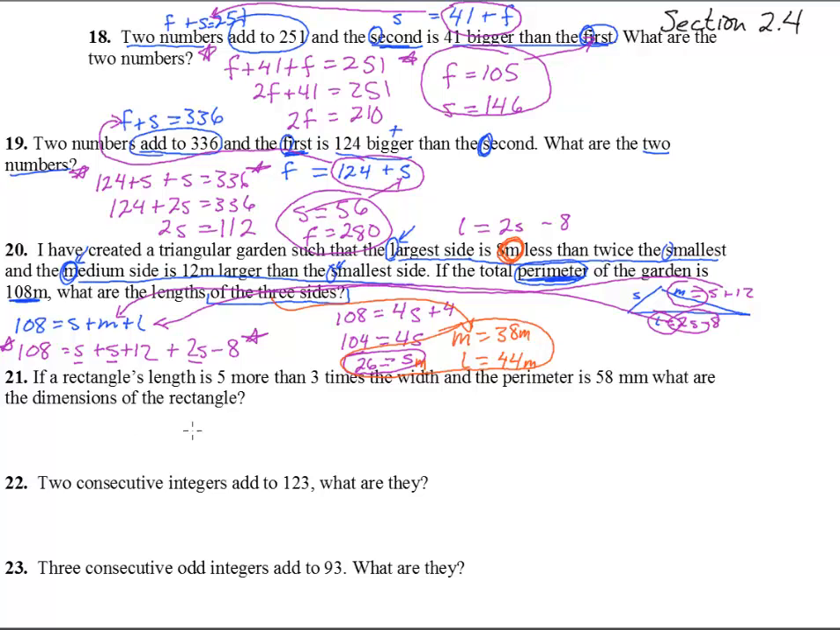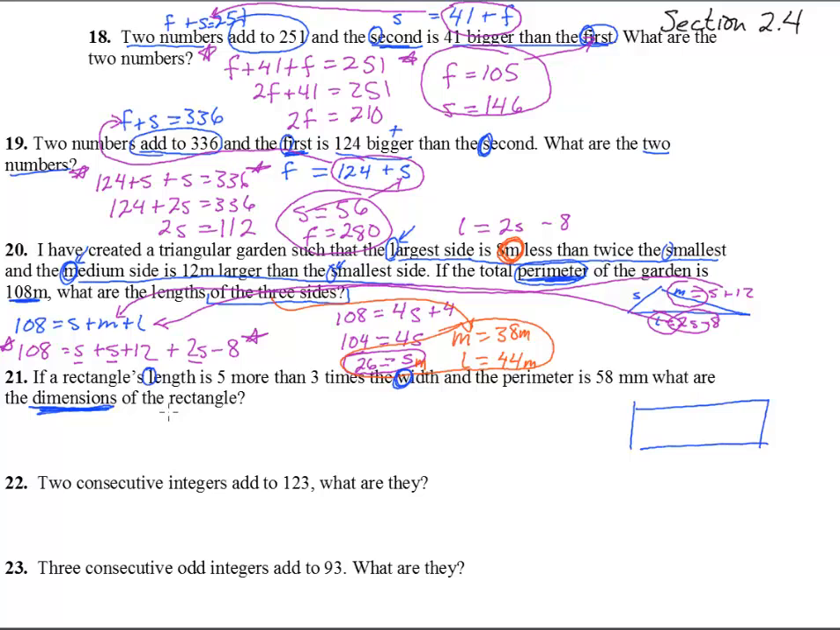Next one, number 21. So we have a rectangle. Draw a rectangle. And it says that the length is 5 more than 3 times the width. What are the dimensions? So we've got to find the length and width. Let's pick our variables. Hey, look, naturally there's one: L for length and W for width.